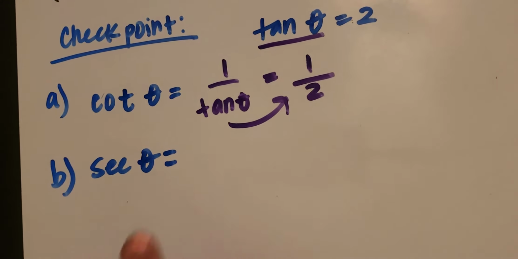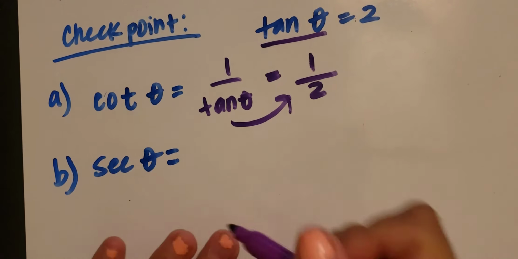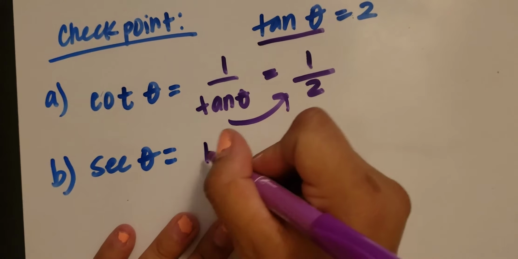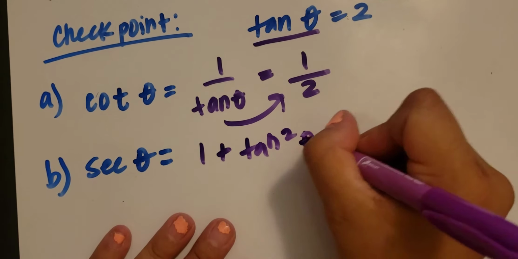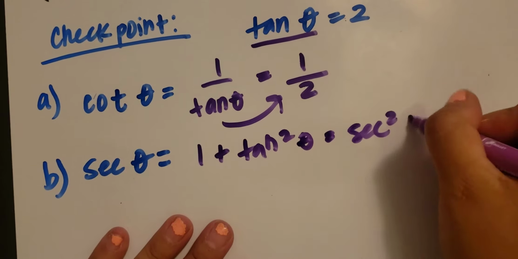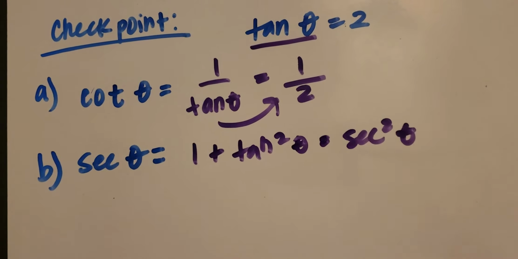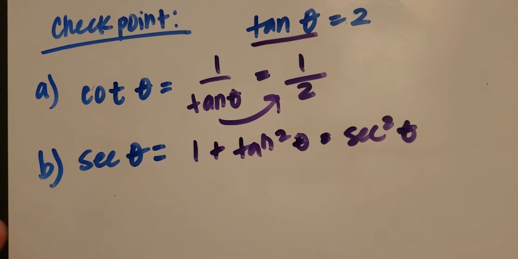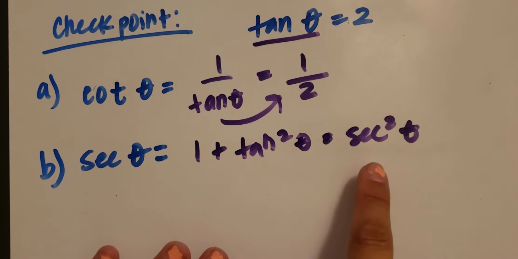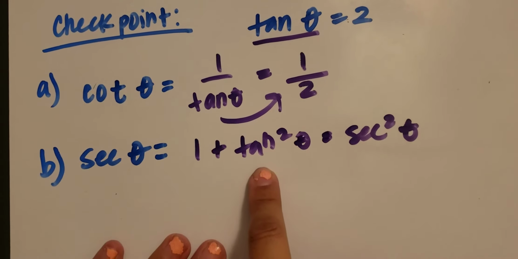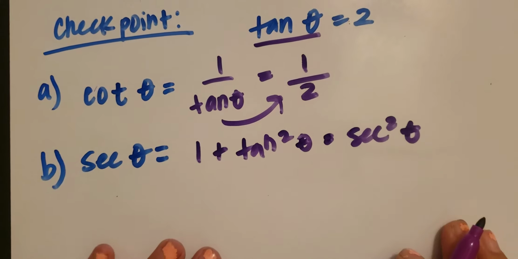Secant of theta. If I'm given tangent and cotangent, the only one that you can really use is the trig identity 1 plus tangent squared of theta equals secant squared of theta. I've gotten the question asked, how do you know which one to use? You'll know depending on what's given. Since I'm looking for secant and I'm given tangent, this would be the best one to use.